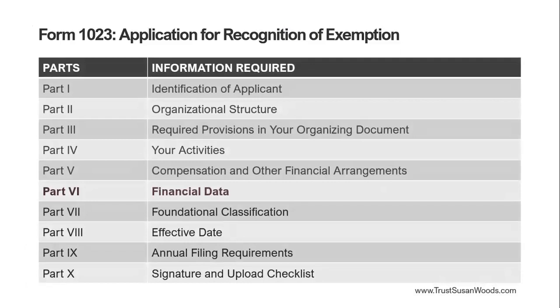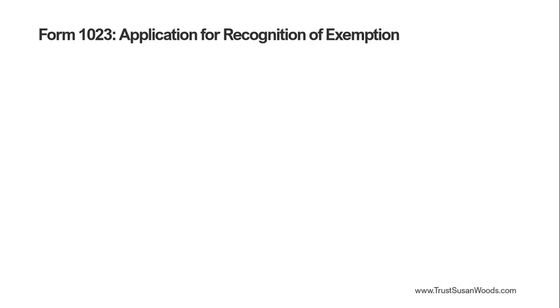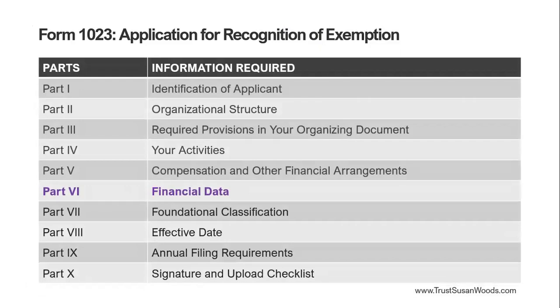So again, we're talking about the Form 1023 application for recognition of exemption. It has 10 parts, and we are now on part number 6. We've already discussed parts 1 through 5. So part 6 is the financial data. After we finish part 6, we have part 7, which is foundational classification, part 8, effective date, part 9, annual filing requirements, and part 10, signature and upload checklist.